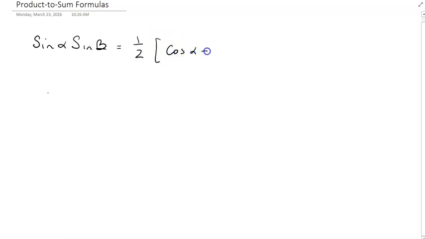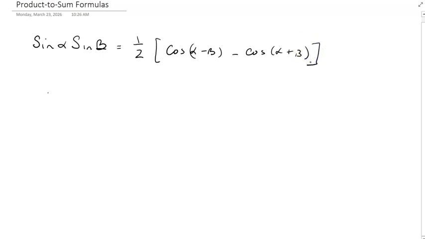These are called our product to sum formulas. So for the first one, let's suppose I took sine alpha times sine beta. Now we cannot write that as sine squared because they are two different angles. Remember, to write something as squared, the angle must be the same. So in this case, we could rewrite this as 1/2 cosine alpha minus beta minus cosine alpha plus beta.